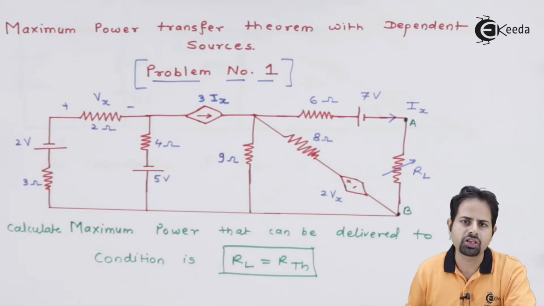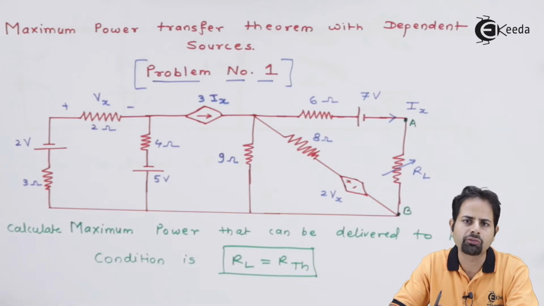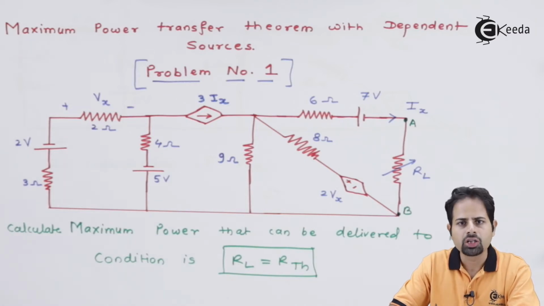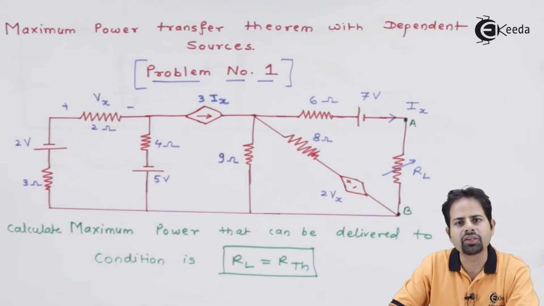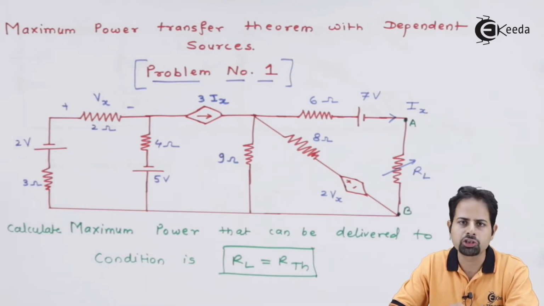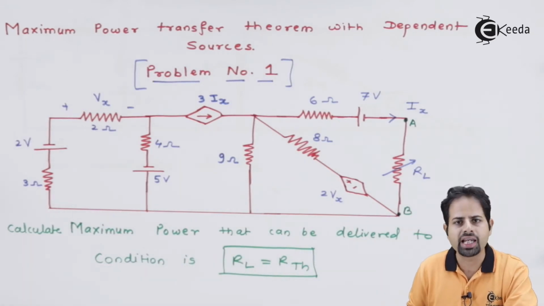And we know the condition for the maximum power transfer theorem, that input resistance should be equal to load resistance. So we know that RL is equal to RTH, that is Thevenin's equivalent resistance, which we get after we convert this entire circuit into Thevenin's equivalent circuit. So we will see this at that time, but this is the condition which we should know.